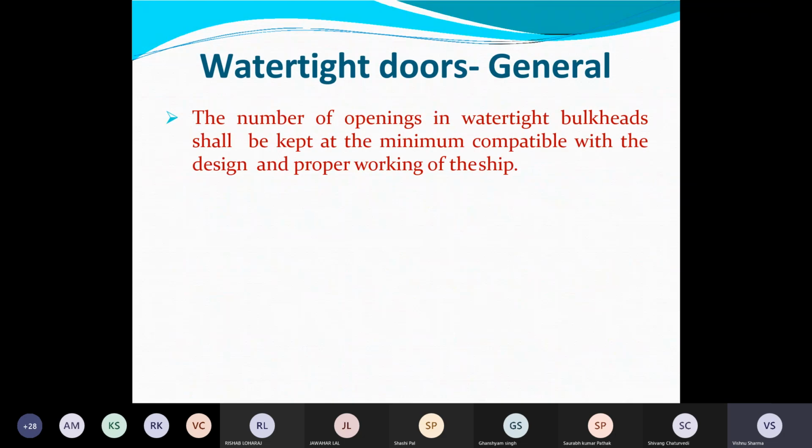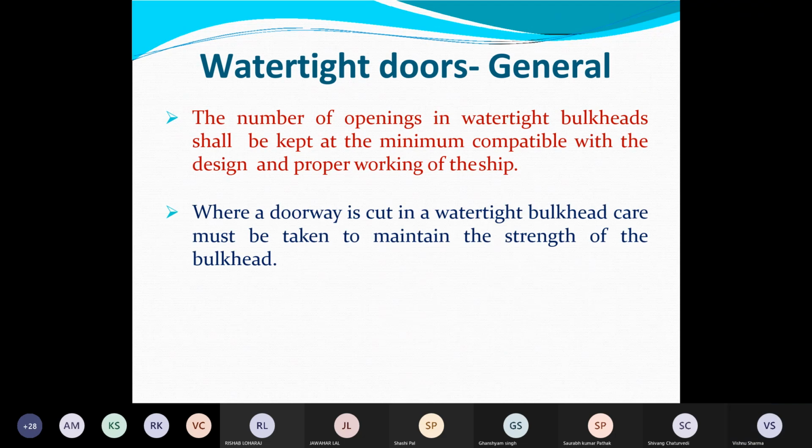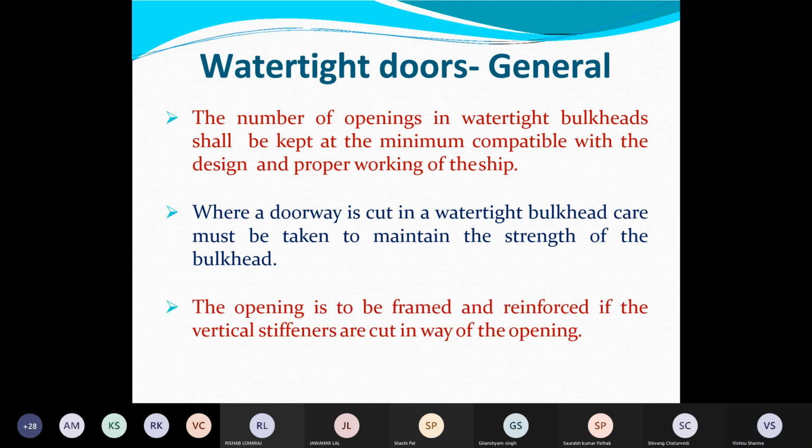The number of openings in the watertight bulkhead shall be kept to practically nil, but obviously if not possible, then minimum, compatible with the design and the proper working of the ship. Where a doorway is cut in a watertight bulkhead, care must be taken to maintain the strength of the bulkhead, because there will be loss of strength. Yes, there will be loss of watertight integrity. Yes, both have to be duly compensated.